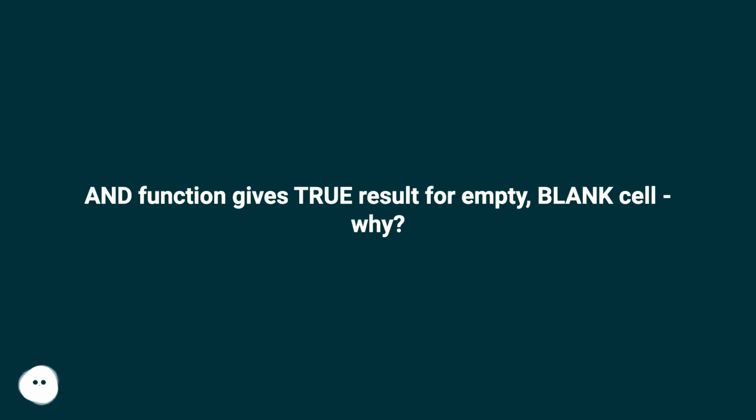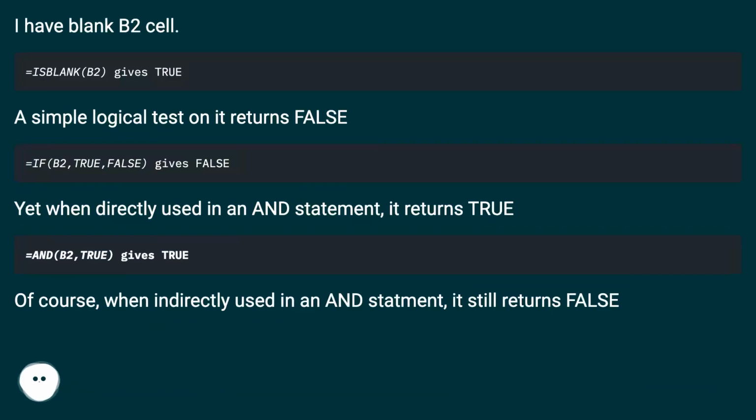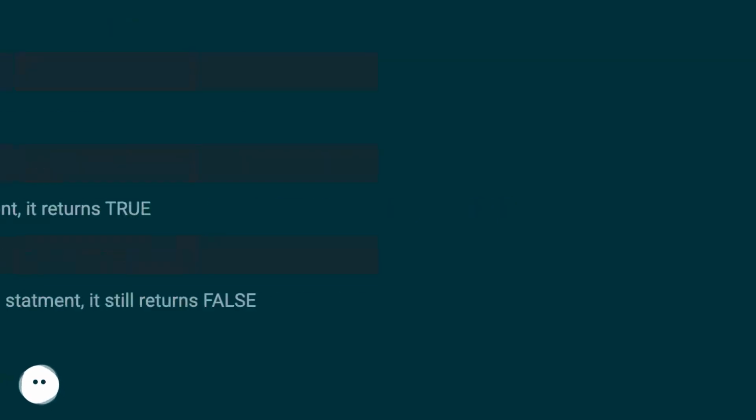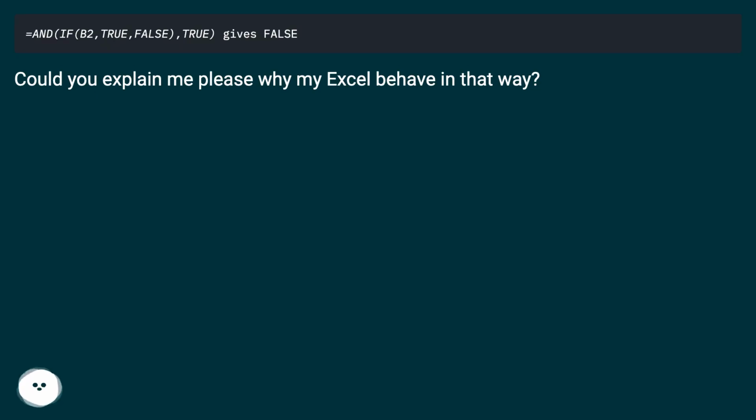And function gives true result for empty blank cell. Why? I have blank B2 cell. A simple logical test on it returns false. Yet when directly used in an AND statement, it returns true. Of course, when indirectly used in an AND statement, it still returns false. Could you explain to me please why my Excel behaves in that way?